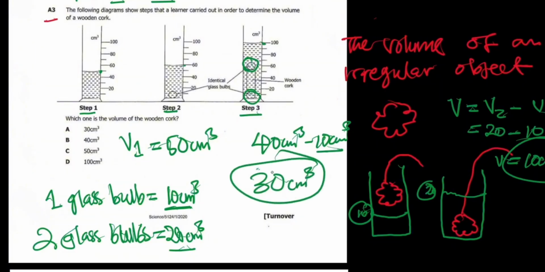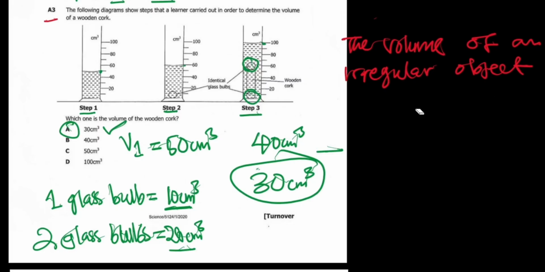So this is going to be the volume of this wooden cork, 30 cubic centimeters. So our answer in this case is going to be answer choice A. This is the correct answer. Now, you might also be asked to find the volume of a regular object.